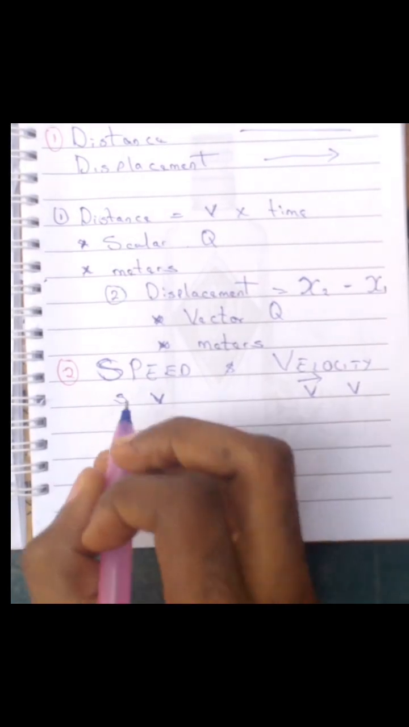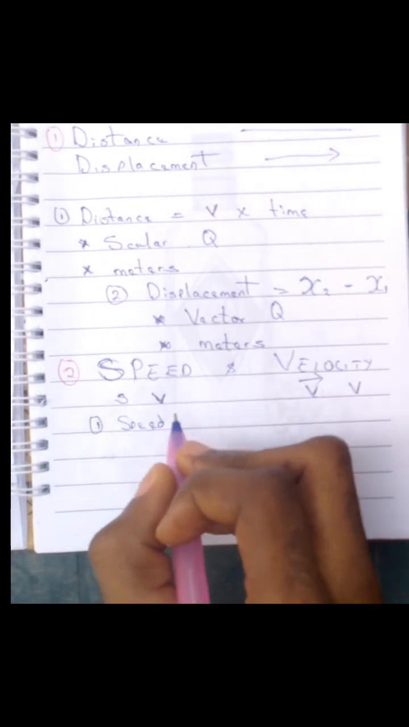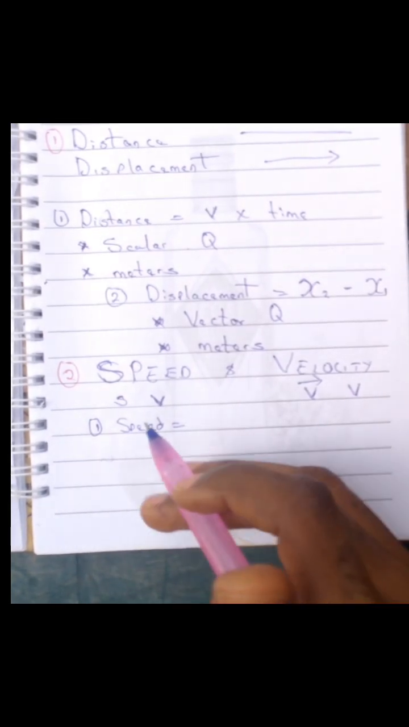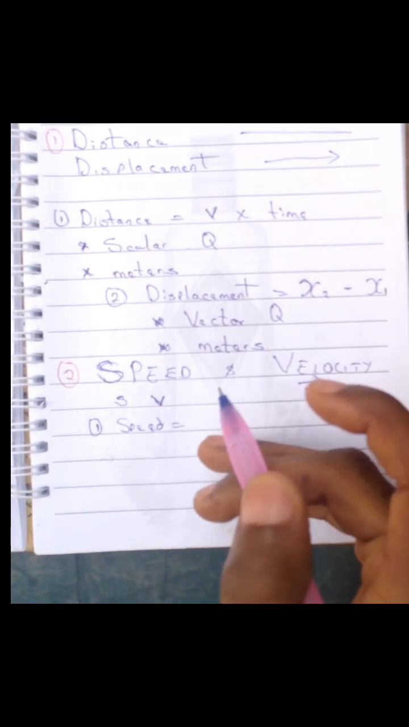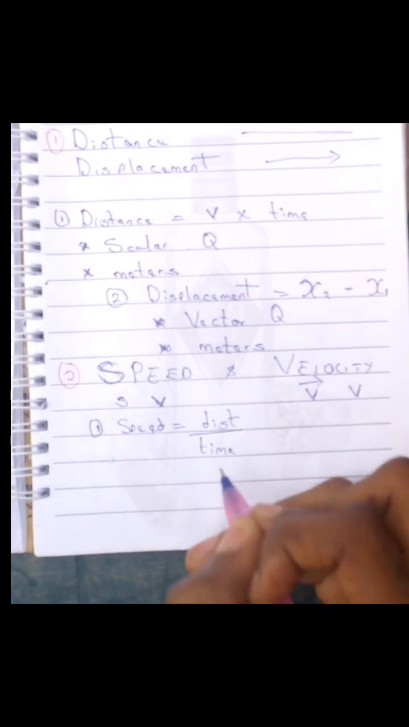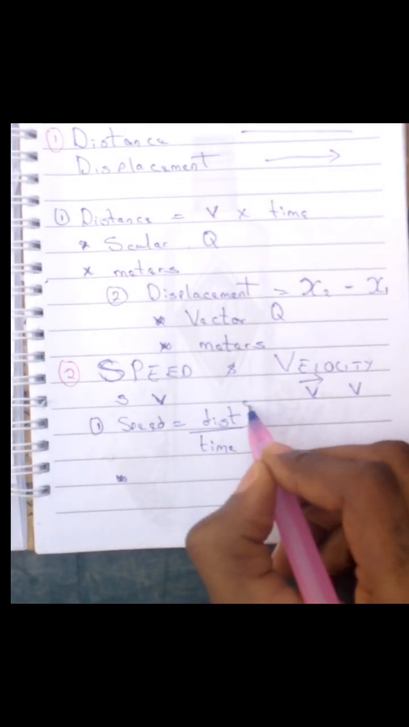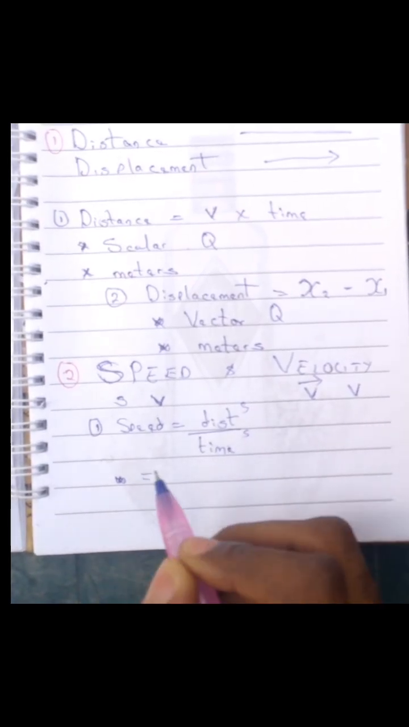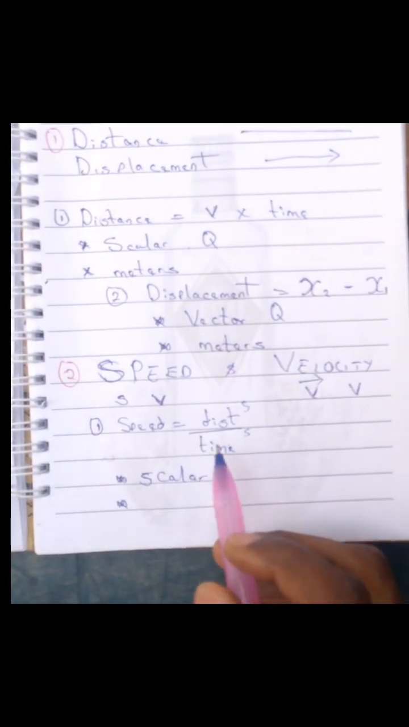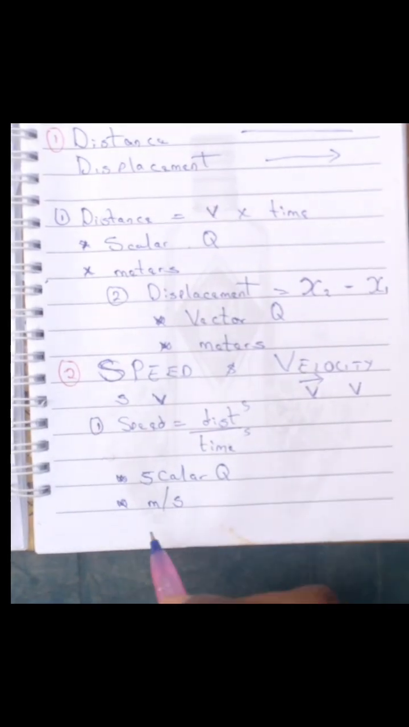So now let's talk about speed. What is speed? Speed is just the distance covered per time, and per means divide. So it has distance over time. That's speed. Speed is also a scalar quantity because distance here is scalar and time here is scalar, so both of them are scalar quantities. Now, what's the unit of speed? Since distance is in meters and time is in seconds, it's meters per second. That's the unit for speed.